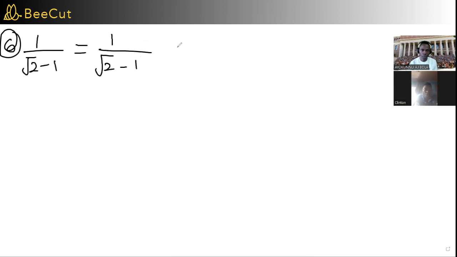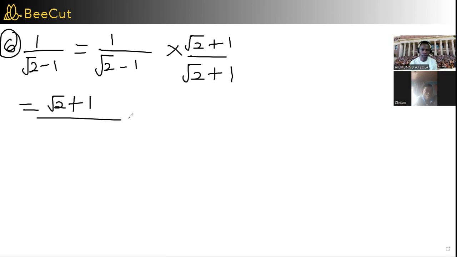For number 6, I have 1 over root 2 minus 1. If I want to simplify or rationalize this, it becomes 1 over root 2 minus 1 times root 2 plus 1 all over root 2 plus 1. So I have 1 times root 2 plus 1, which is root 2 plus 1, all over the same difference of squares.